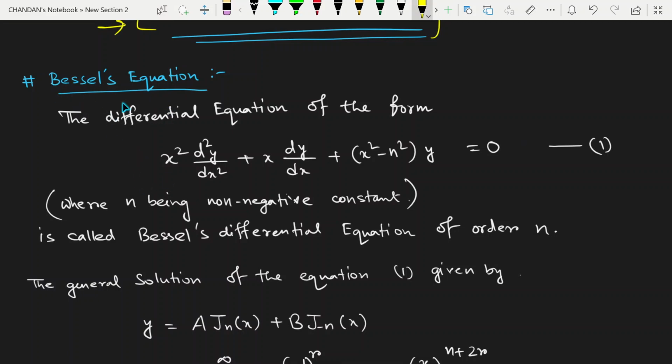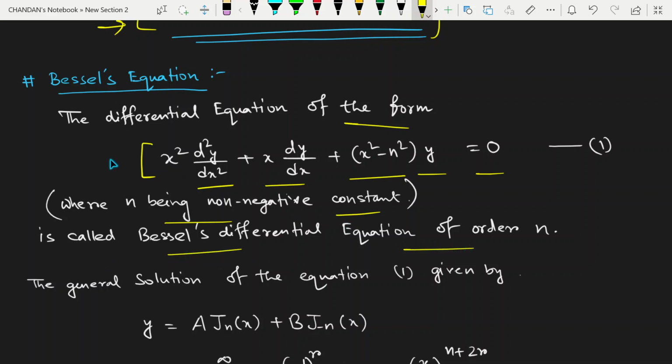So what are Bessel functions? Before we know what the Bessel function is, we have to see this differential equation. The differential equation of the form x square d2y by dx2 plus x dy by dx plus (x square minus n square) y equal to 0, where n is a non-negative constant, is called the Bessel differential equation of order n.